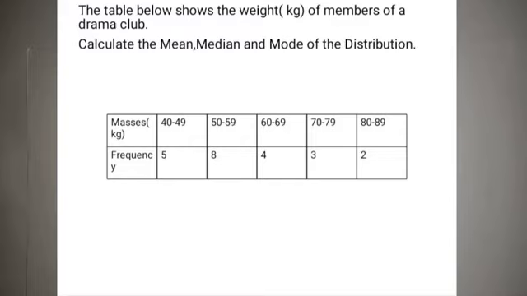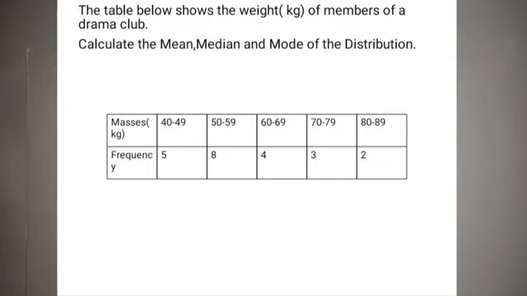Now it's a table. It has masses, right from the smallest mass, that is 40 kg, to the highest, which is 89. All are grouped in terms of classes with their respective frequencies. So how do you go about such a question? First, what we need to do is to draw a frequency distribution table, out of which we shall do the computation for the median, the mean, and also the mode. Now let's proceed and see how we can go about this.